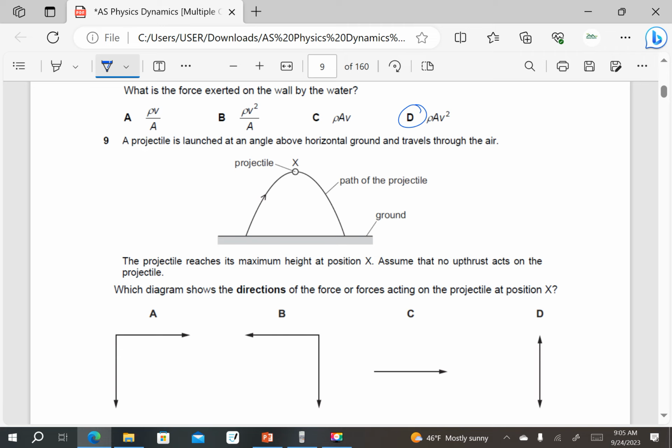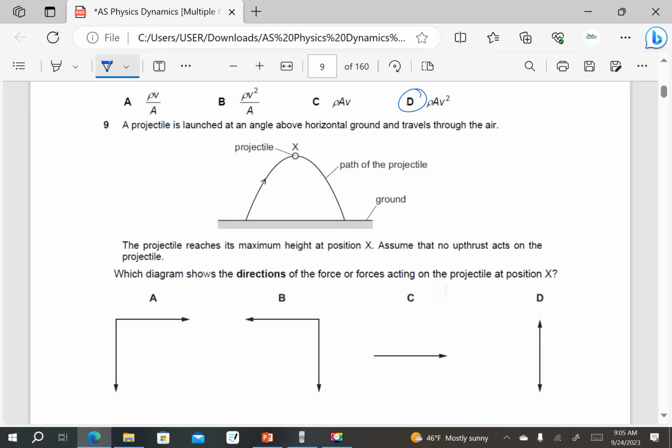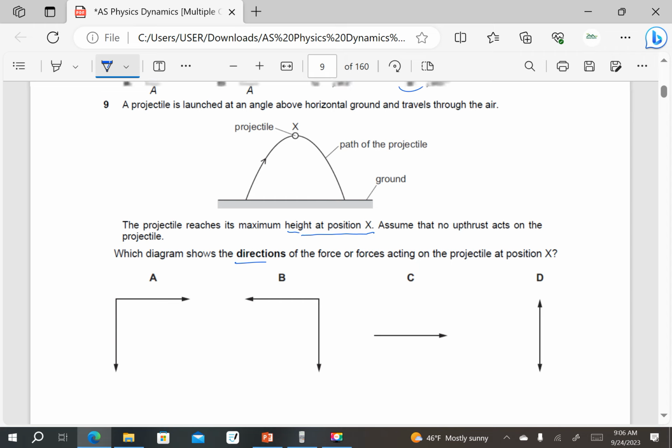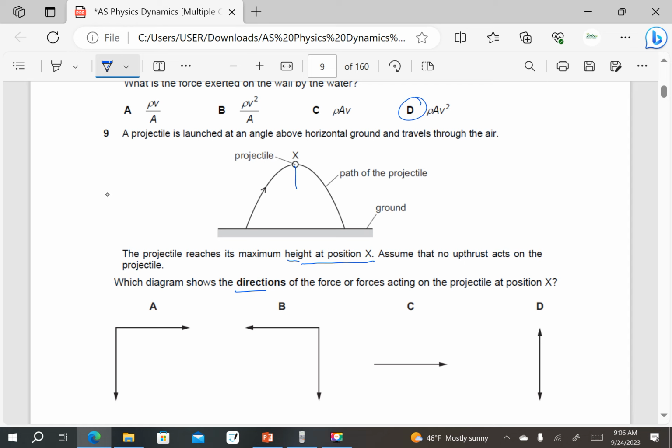A projectile is launched at an angle above horizontal ground and travels through the air. The projectile reaches its maximum height at position X. Assume that no upthrust acts on the projectile. Which diagram shows the directions of the force or forces acting on the projectile at point X? So of course, it has a mass, so it has a weight which should be vertically downwards. So this is the weight.